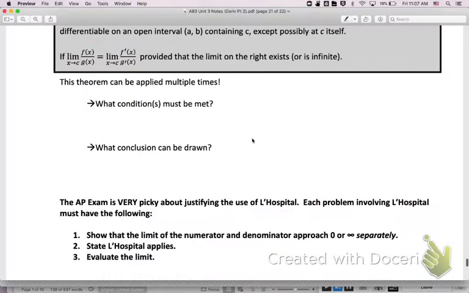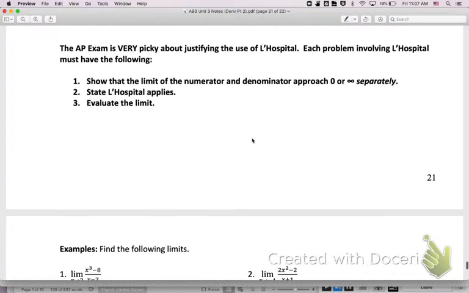Now, just to summarize again, the AP exam is very, very picky about justifying the use of L'Hopital's theorem. Each problem must have 3 things. 1, you have to show that the limit of the numerator and the denominator approach 0 or infinity separately. That's the most important part here. You must show 2 limits. You cannot just use 1, okay?